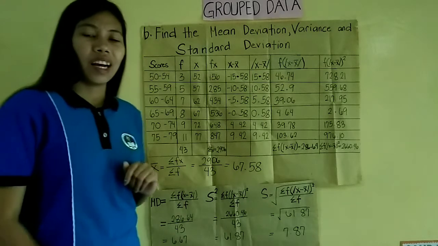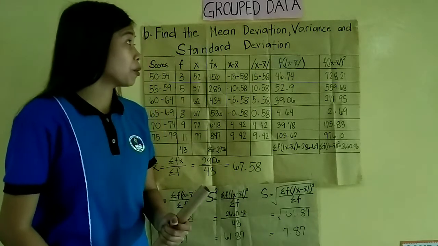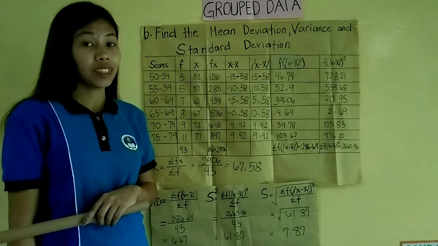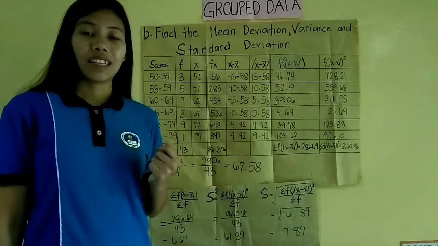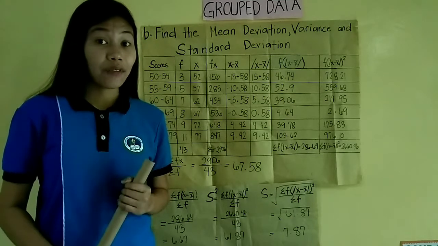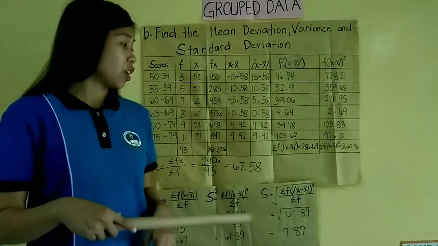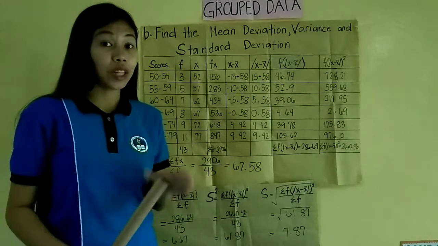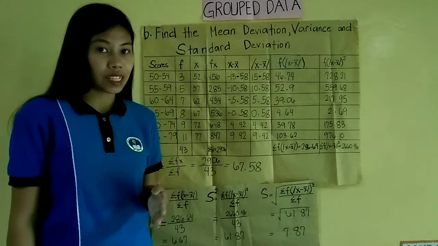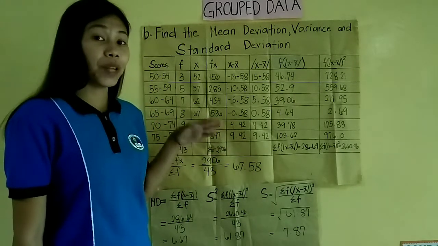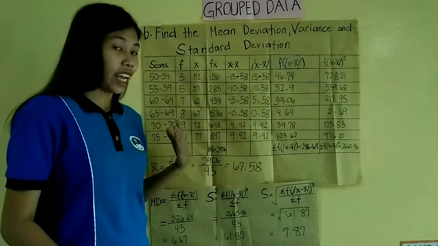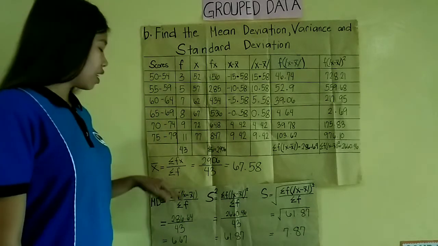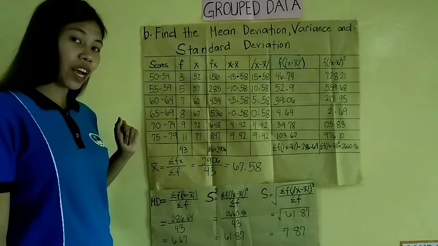Now, again, what is the formula for finding the mean in group data? Yes, summation of fx over summation of f. In group data, we have the frequency f. So, never be confused.